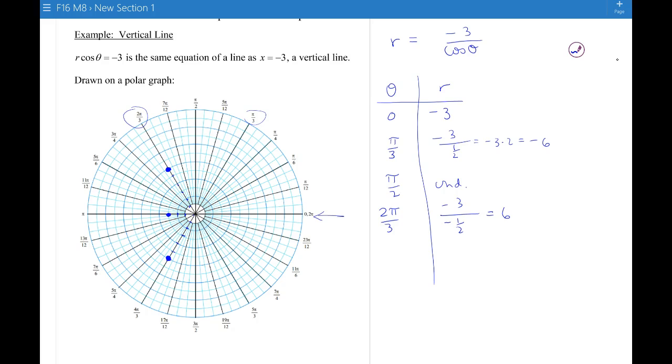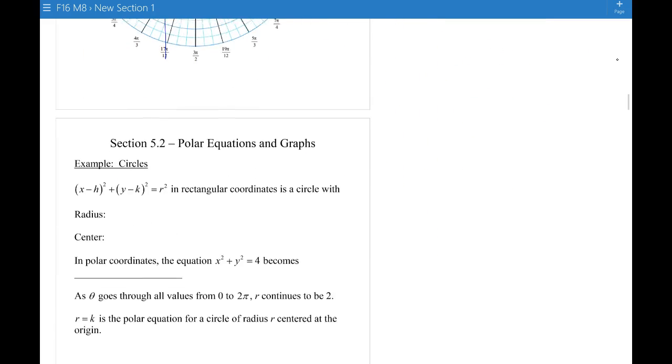Okay, and you can plot additional points if you like. You can do the 7 pi over 12 and the 3 pi over 4 and get decimal approximations, but I'll just tell you that it's going to make a vertical line. So it's a vertical line that has a really simple equation in rectangular, x equals -3, and it has a more complicated looking equation in polar, but we can write it in polar.